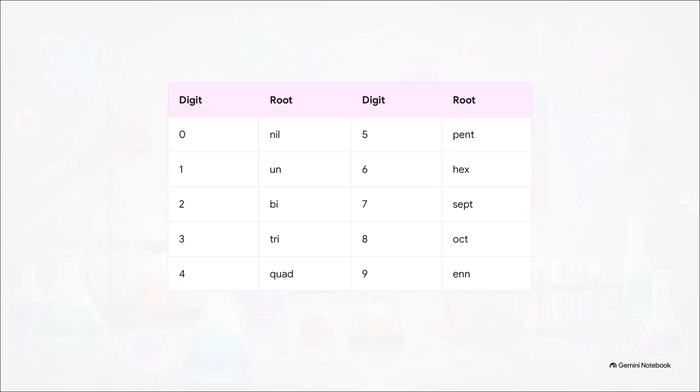So for Z equals 101, you combine 1 for "un", 0 for "nil", and 1 for "un", giving you unnilunium, symbol Unu. For 104, it's unnilquadium, Unq. It completely eliminates the guesswork.